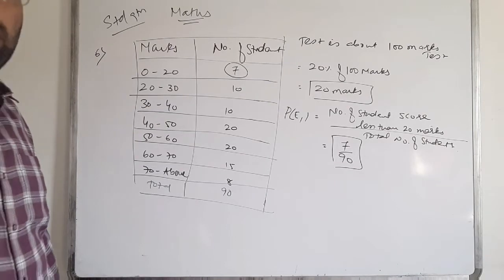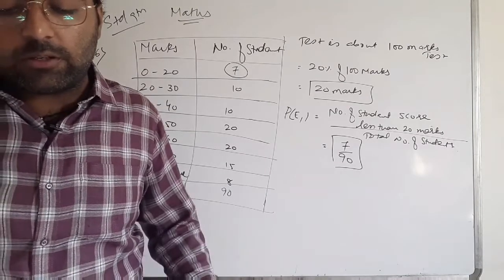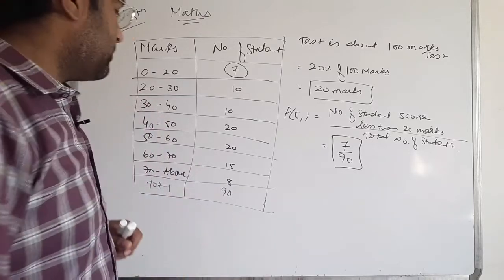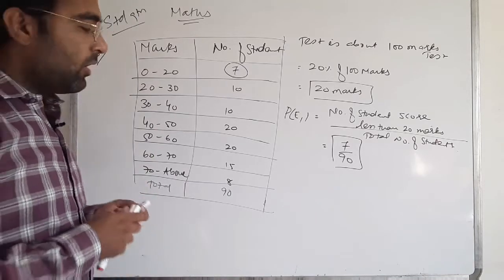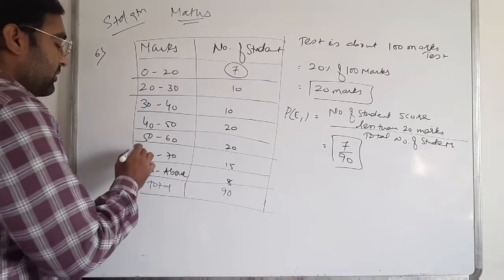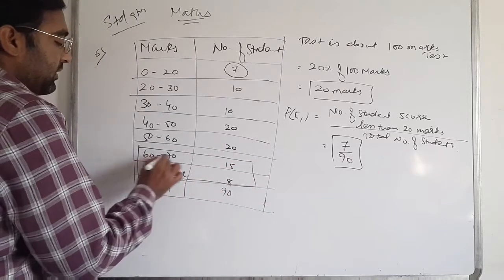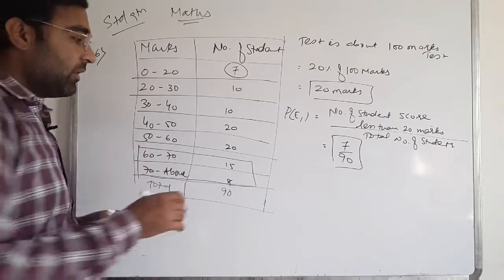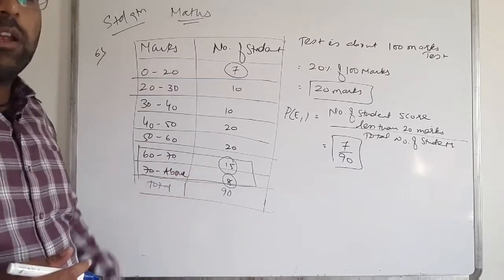Now we have to find the second question, that is find the probability that the students obtain marks 60 or above. So for marks 60 or above, we have to take these two columns, 60 to 70 and 70 and above, that means 60 to 100. Okay, clear? The number of students in these two columns is 15 and 8.